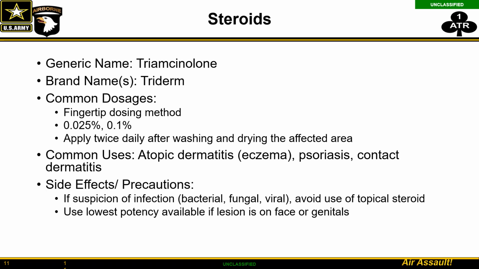Triamcinolone, also known as Triderm, is just another topical steroid. I've seen where hydrocortisone didn't really work, but this one did because it's a little bit more potent. All of the same things that you would use hydrocortisone for, and all of the same precautions. So if you think that it's bacterial, you think it's fungal, then you don't really want to use a topical steroid.